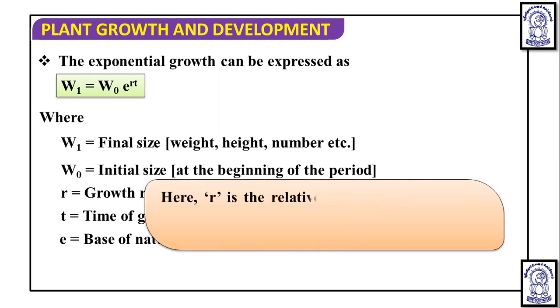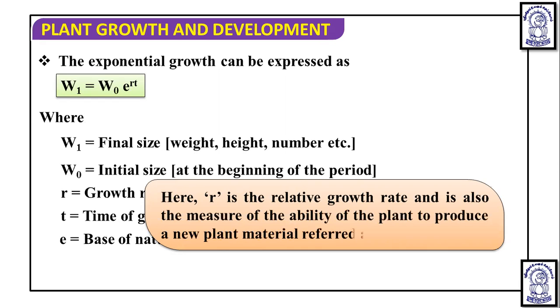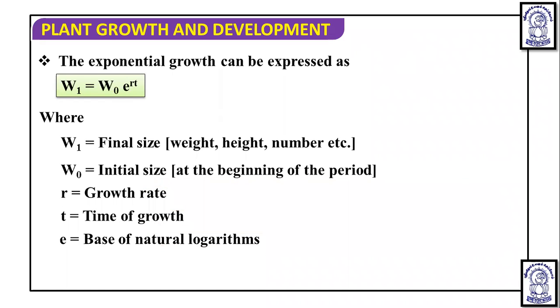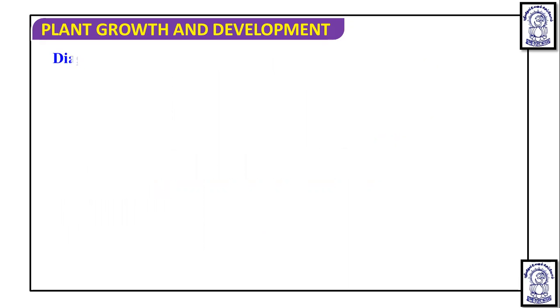Now here the R is represented as the relative growth rate and is also the measure of the ability of a plant to produce new plant material, referred to as efficient use. It is obviously a measurement of the ability of the plant to produce new plant material, and obviously it should be referred to as an efficiency index. Hence, the final size W1 depends upon the initial size, that is W0.